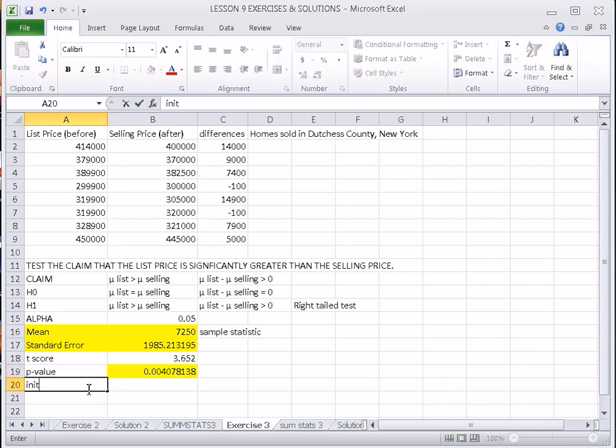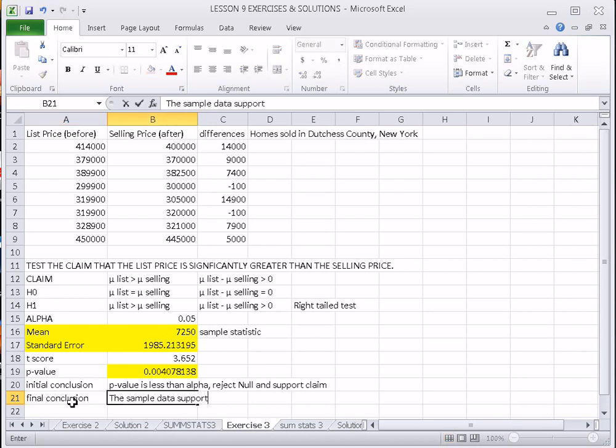Okay. So in the initial conclusion, what we have here is the p-value is less than alpha, so we're going to reject the null hypothesis and support the claim. So our final conclusion: the sample data support the claim that the list price is significantly greater than the selling price.